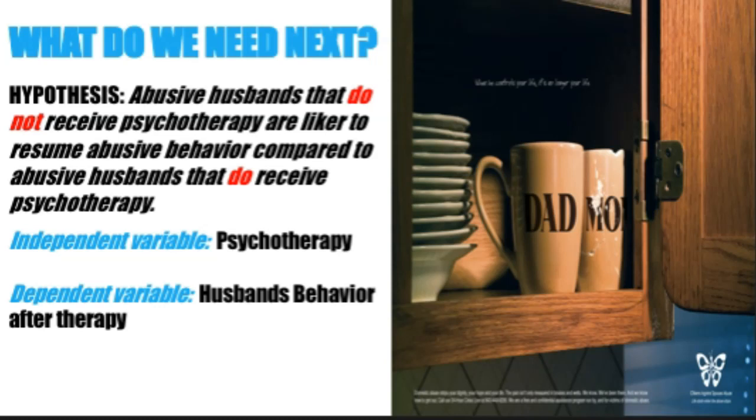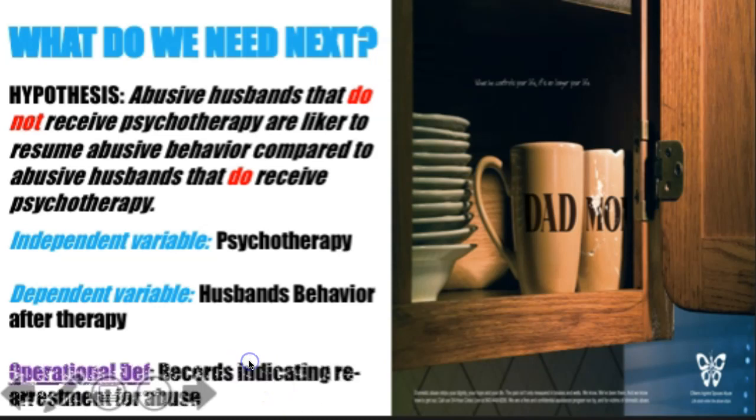my operational definitions, right? This is going to help me define those variables precisely so that I can actually measure what I'm trying to measure. And that way my research can be repeatable, because I want others to be able to repeat and build upon my research. My research isn't really reliable if it's not repeatable. The reliability of research is that it is repeatable, okay? So in this case, my operational definition here could be records indicating rearrest for abuse, right?